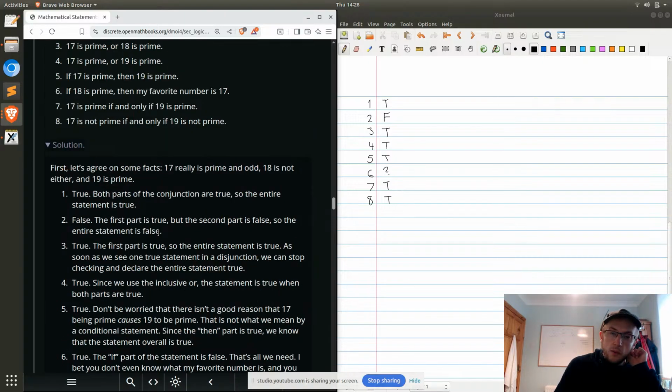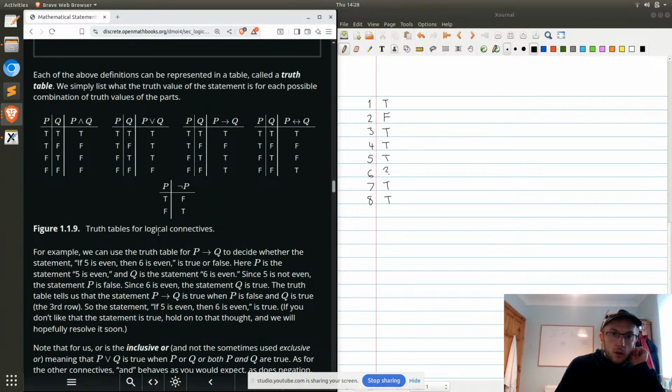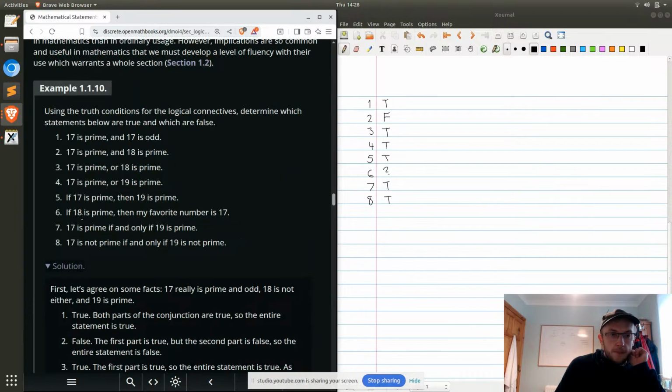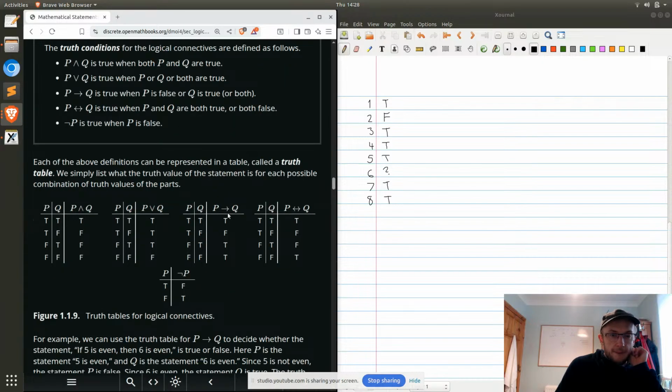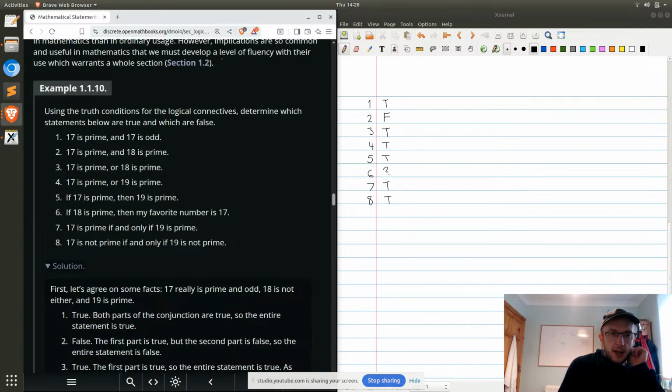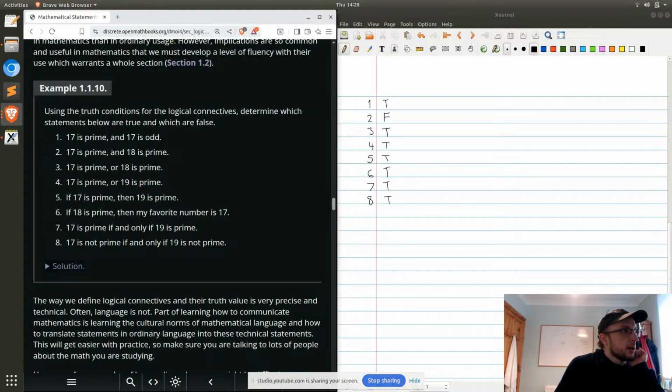Right, okay. Hold on. If 18 is prime, then my favorite number is 17. A falsehood always implies a truth. I get it. So until now, I hadn't properly applied my knowledge of the conditional. I just knew about it in the abstract, like algebraically. But now I've actually applied it, and that's good.